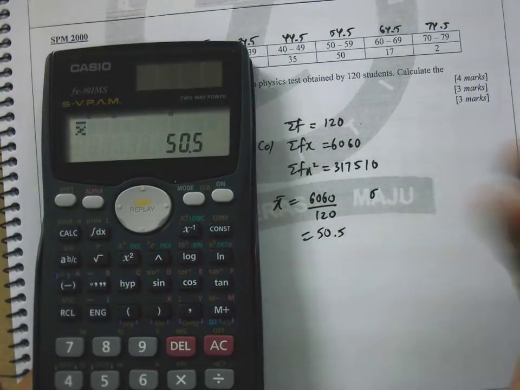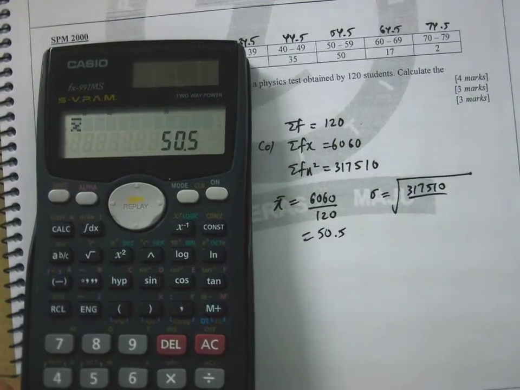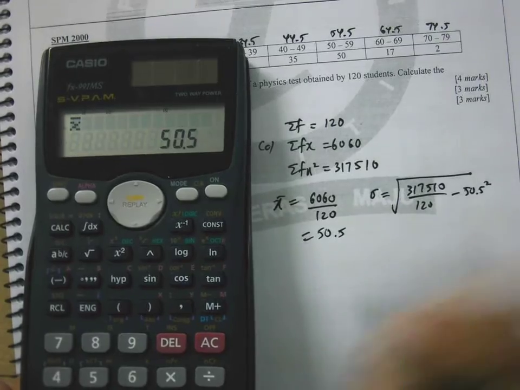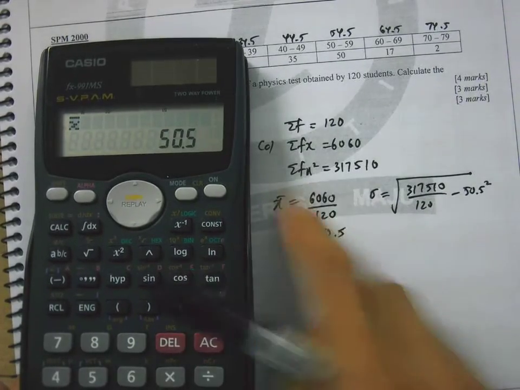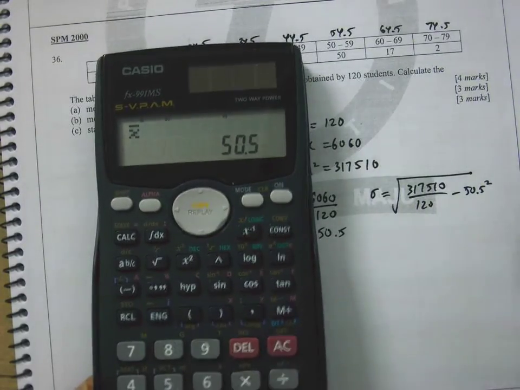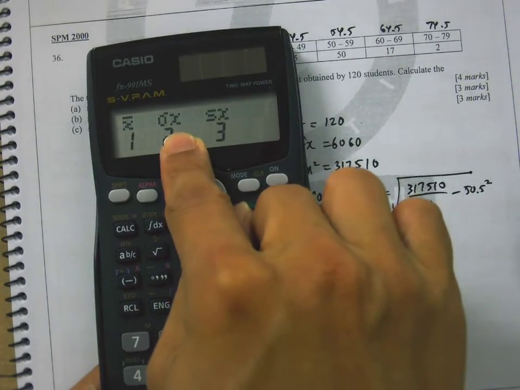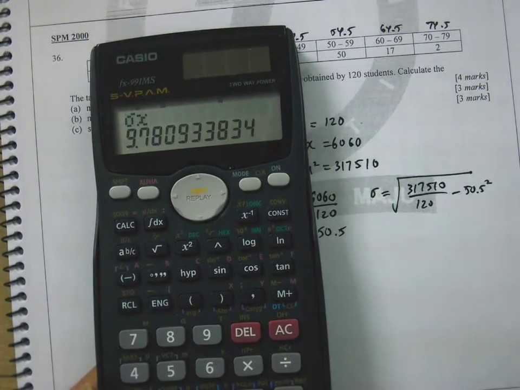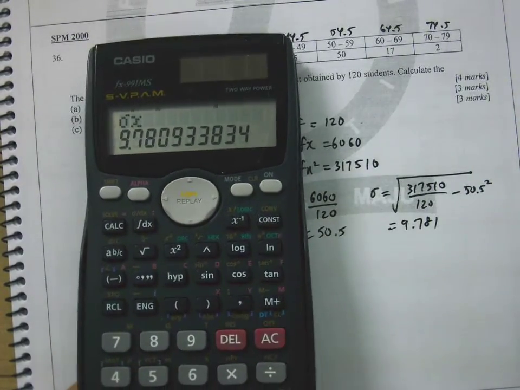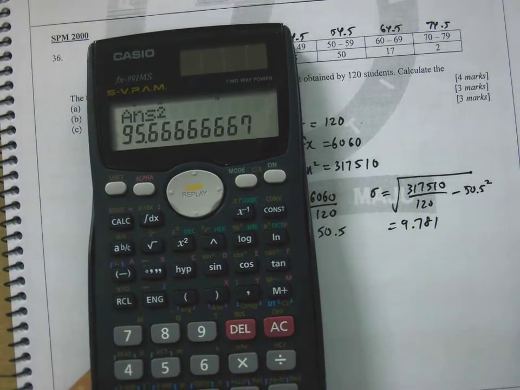As for variance or standard deviation, this is standard deviation. You go to square root of sum fx squared, which is 317510, divided by sum f, minus your mean 50.5 squared. You can actually calculate in one shot, but I calculate separately in case the question asks us to find mean. You can use the calculator manually, or you press 2. Look at number 2. This is your standard deviation. Press 2 equals, what do you see? 9.781. Although you cannot find variance directly, if you need to find variance, you just take this value and square it. Variance is just the square of standard deviation.